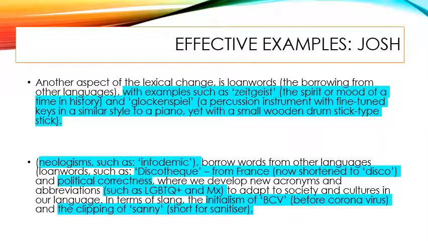Josh has also included neologisms: infodemic, discotheque, the borrowing, political correctness, LGBT, MUX, initialism, BCV, before coronavirus, the clipping of Sani for hand sanitizer. These are really great examples. My only health warning here would be make sure that they are worked into the prose as you're writing. Beware overuse of brackets because it can make it really, really difficult to read. And if your argument is really hard to follow because it's just full of brackets rather than clear academic prose, you're unlikely to get into the top 2 bands in terms of AO1, even if you know your stuff. So just bear that in mind. Try and keep it simple, clear sentences rather than sentences with loads and loads of different examples in.